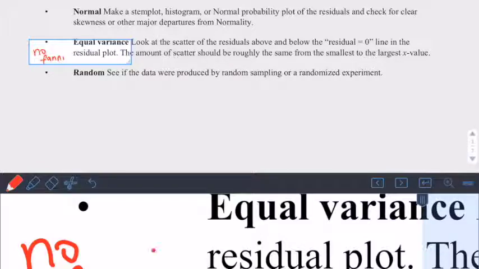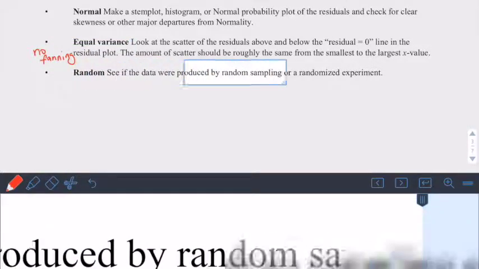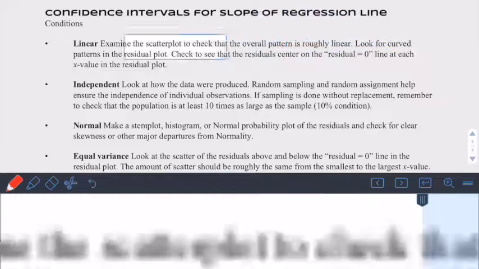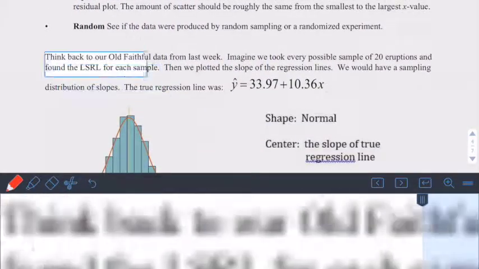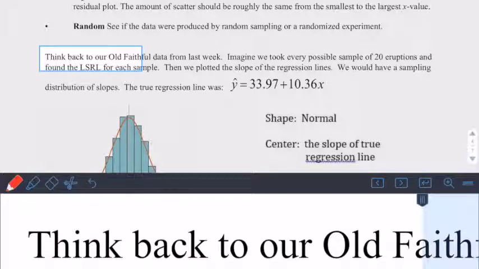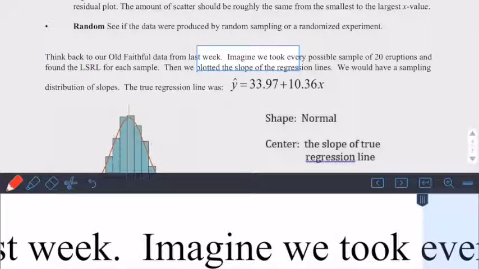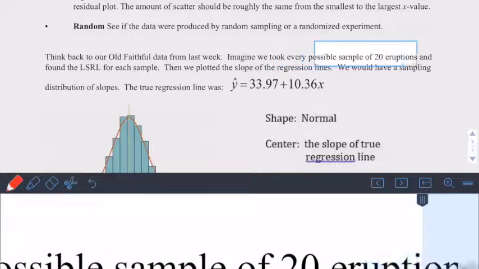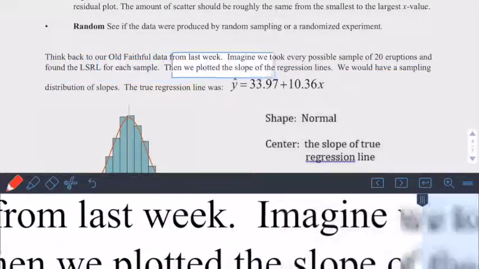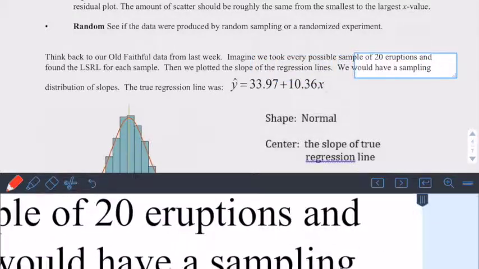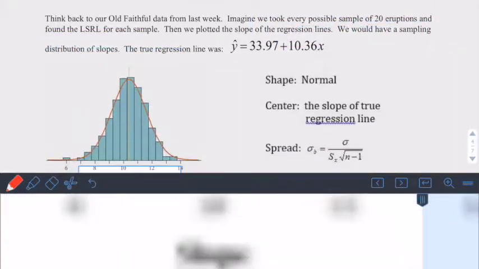Again, I will show you what that means. And then random, we already know that one. So with confidence intervals, we have the same sort of situation, and we want to think back to our old faithful data from last week. So imagine we took every possible sample of 20 eruptions and found the least squares regression line of each sample. Then we plotted the slope of the regression lines. We would have a sampling distribution of slopes, right?